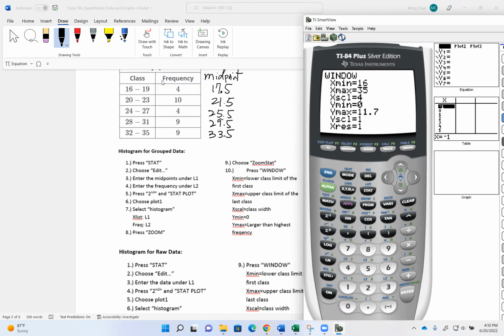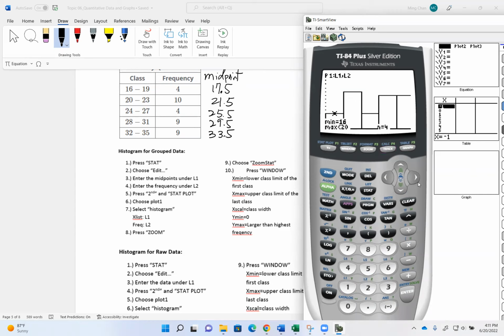Y maximum should be larger than the highest frequency. So the highest frequency is 10. We can say a little bit bigger than that. We can say 15. How about that? Okay. Y scale, we say 1. Press graph, it will fix it for me. There you go. 1, 2, 3, 4, 5. 5 classes. Okay, that's how we draw the histogram.